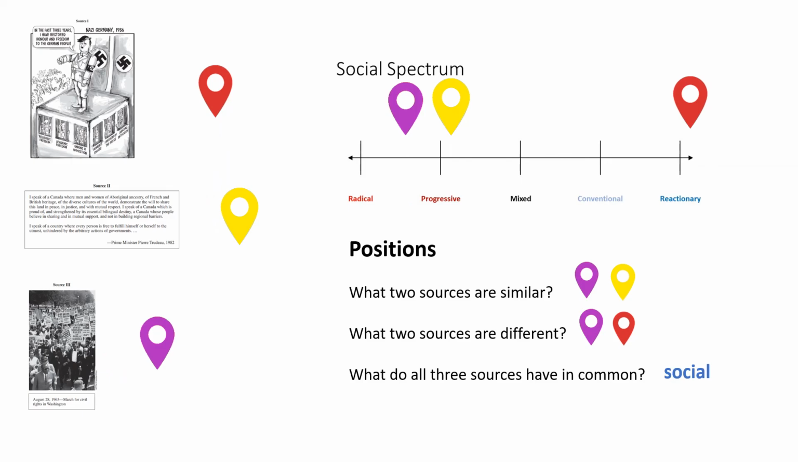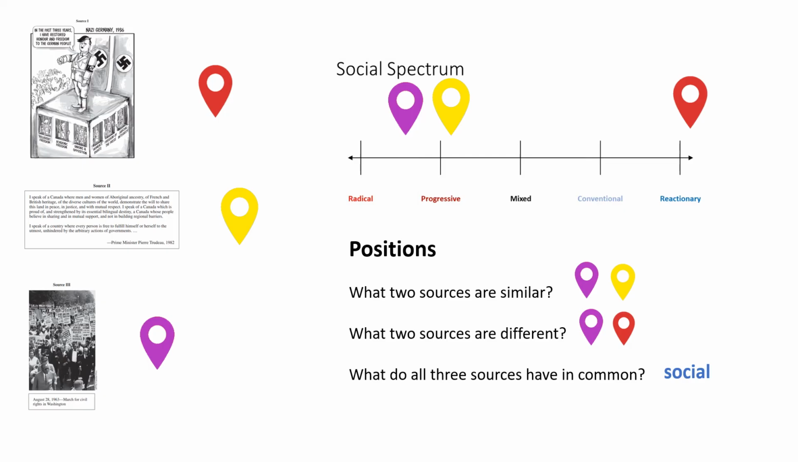Lastly, when we have all three sources and we put them on the one chosen spectrum, we then answer our questions: what two sources are similar? In this case, the quote from Trudeau, source 2, and the March on Washington photo from source 3 are very similar in that they are both progressive, and they both believe in creating individual rights and freedoms, one through legal measures and one through activism and awareness.